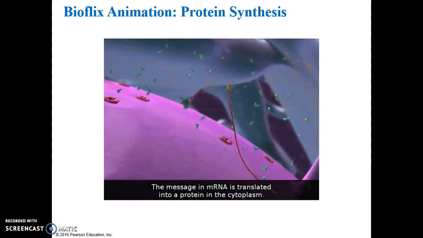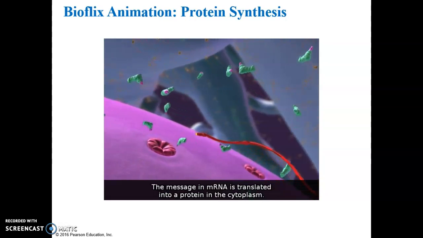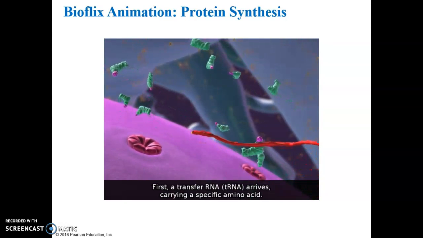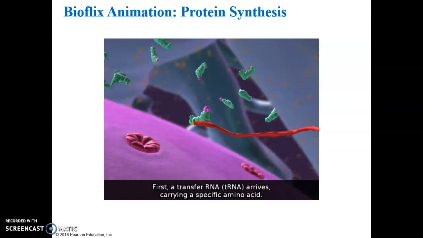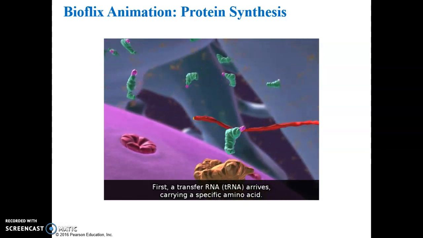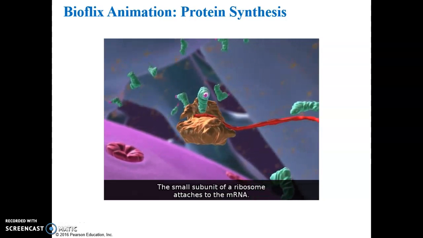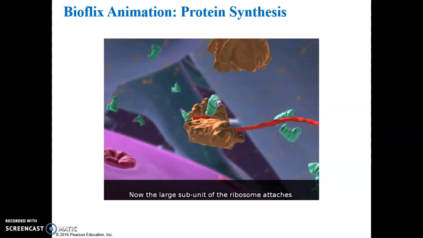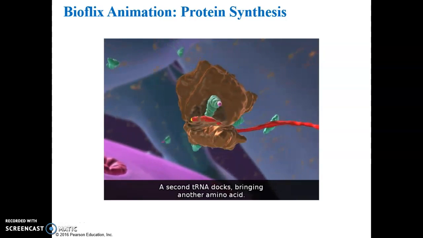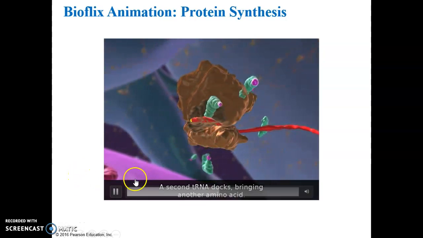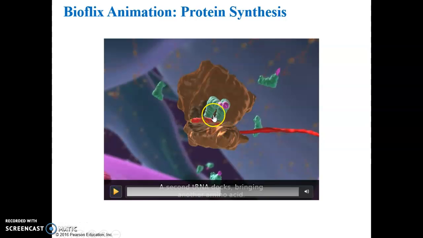The message in mRNA is translated into a protein in the cytoplasm. First, a transfer RNA, tRNA, arrives, carrying a specific amino acid. The small subunit of a ribosome attaches to the mRNA. Now, the large subunit of the ribosome attaches. A second tRNA docks, bringing another amino acid. Right? That first tRNA comes into and binds to the start codon. And then the next tRNA comes into the A site.